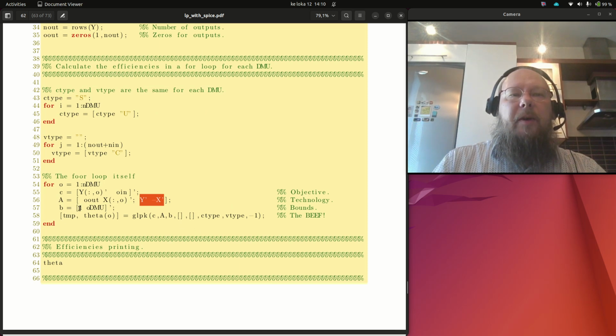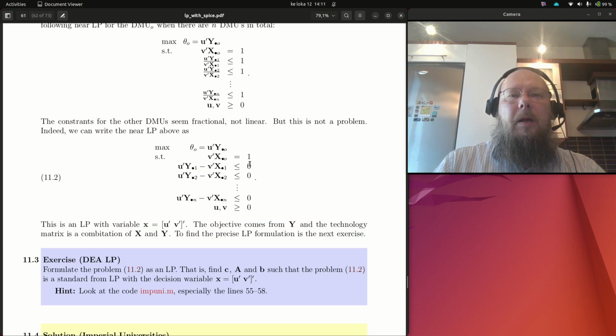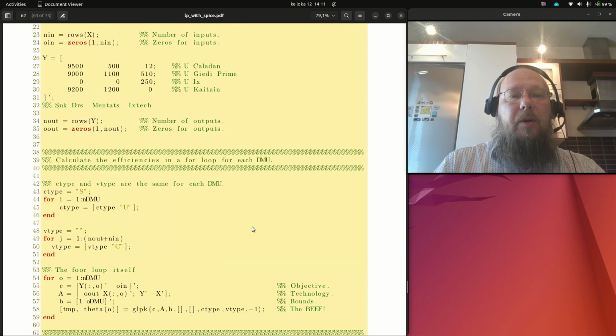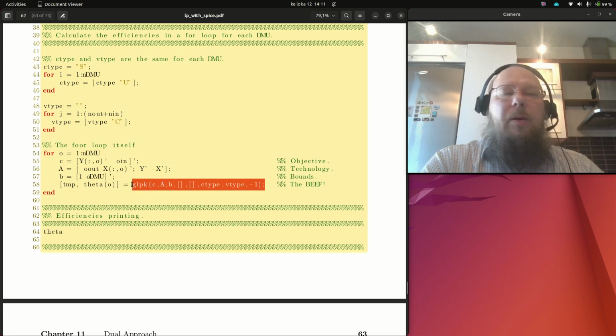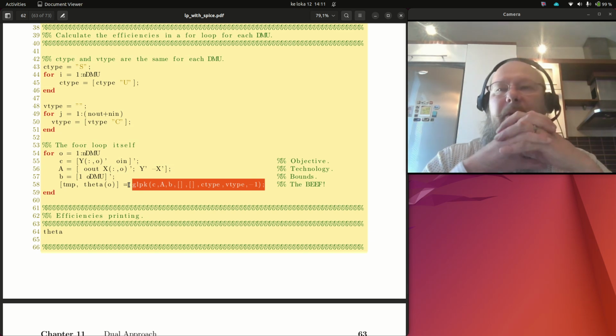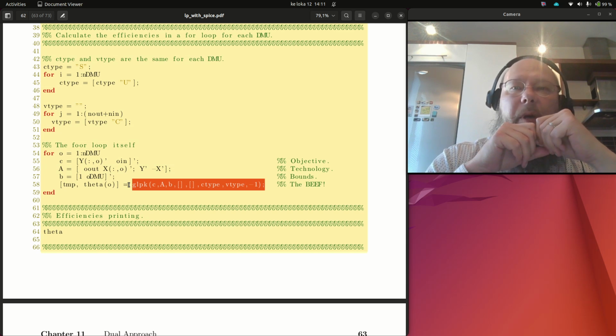All right. Well, then the b is not difficult. B is 1 and then zeros, the number of DMUs, that was the zeros for each DMU. So b is 1 and then zeros. That's it. Then we just have to call the GLPK. We call GLPK with c, a, b, empty, C type, V type, minus 1. This is a maximization. You have seen this many times, so you should understand what's going on here.